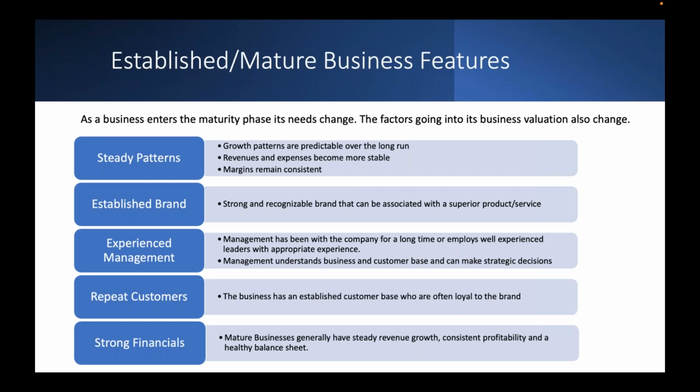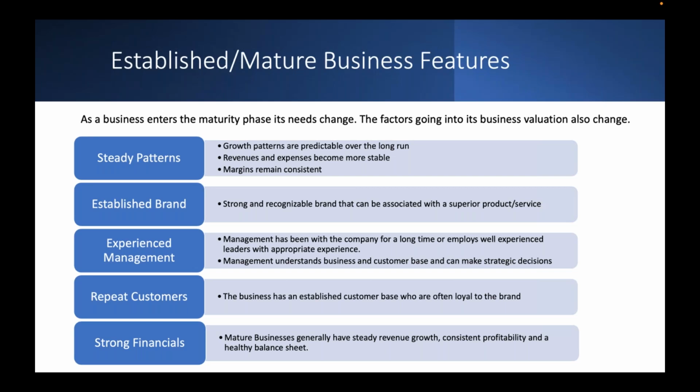So one sign of a mature company is that the patterns are going to begin to emerge and be stronger, and the company's metrics are going to be more predictable. The company's growth patterns are going to be more consistent over the long run, and revenues and expenses are more stable, and the profit margins are going to be a lot more static.